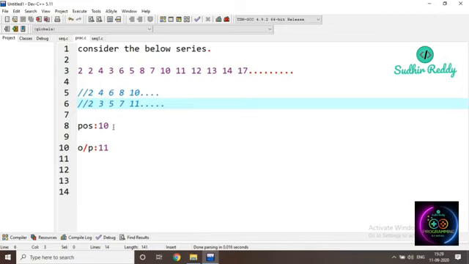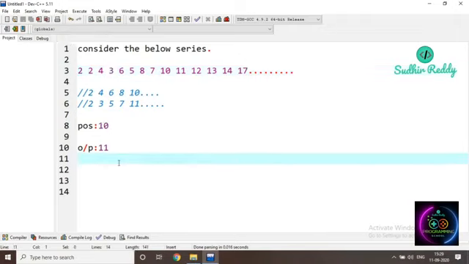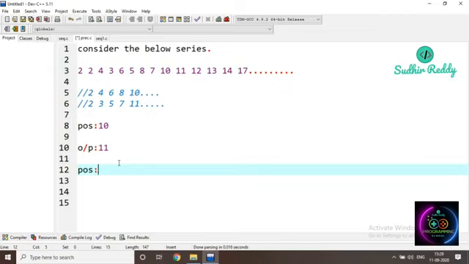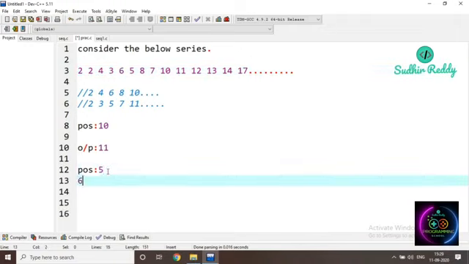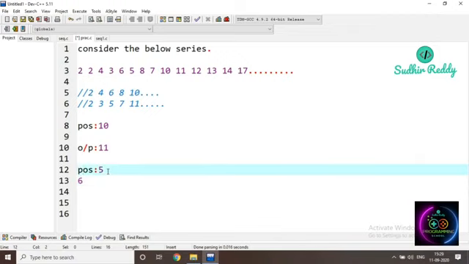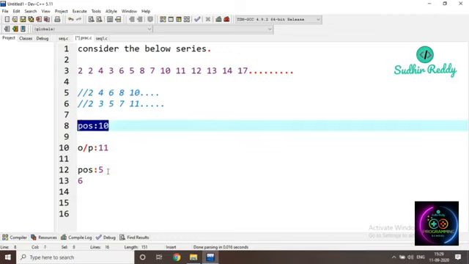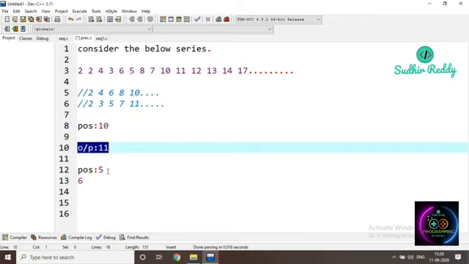If I give the position as 10, that is an even position, and the even position values are prime numbers. For example, if I give an odd position, say 5, calculate: 1, 2, 3, 4 and 5, the output is going to be 6 here. That means if the position is odd, the output is definitely an even number. If the position is even, the output is a prime number.